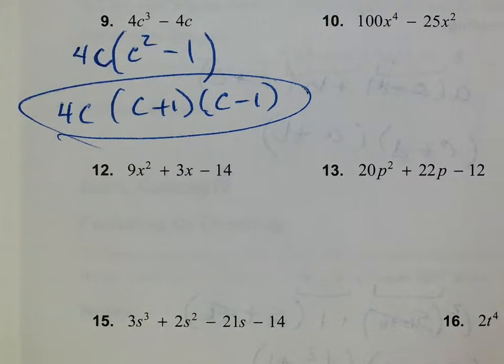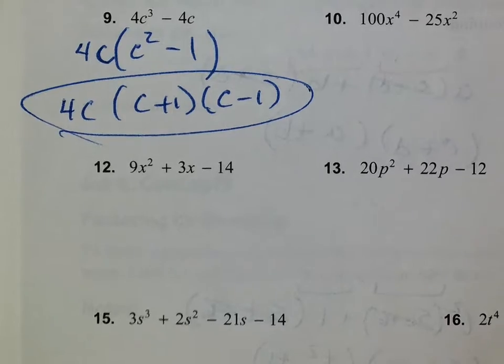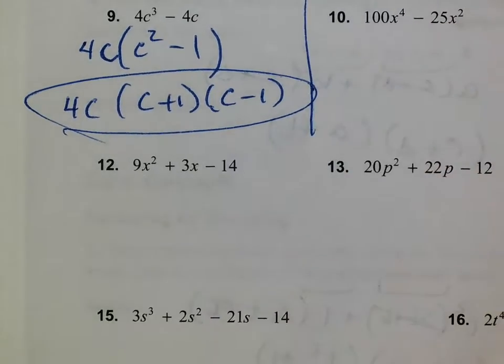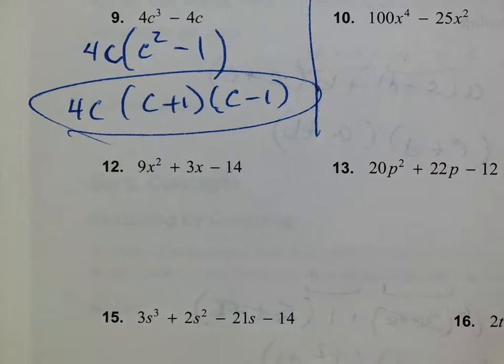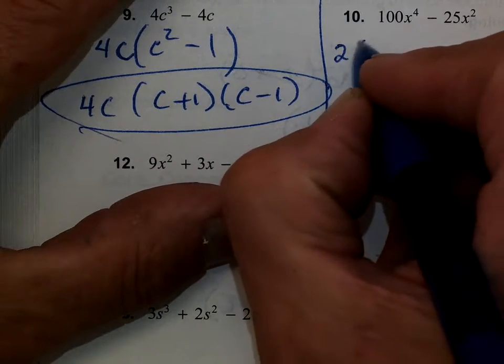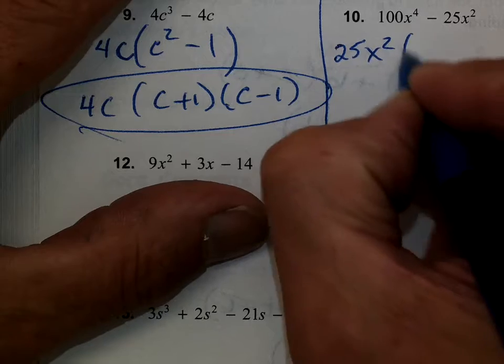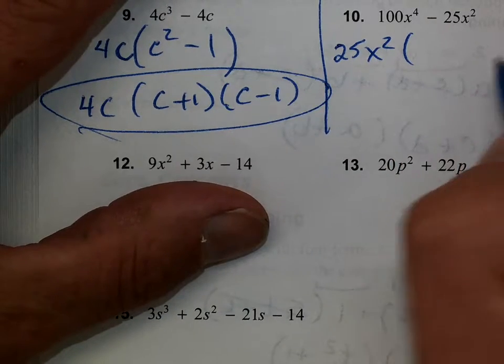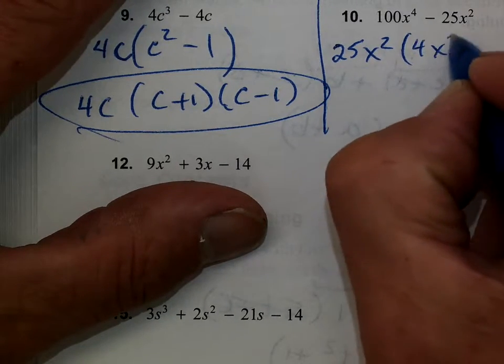Why are we doing that on the first problem? It's time to think. How about 10? What do you see in 10? 25x squared, which would leave us 4x squared minus 1.